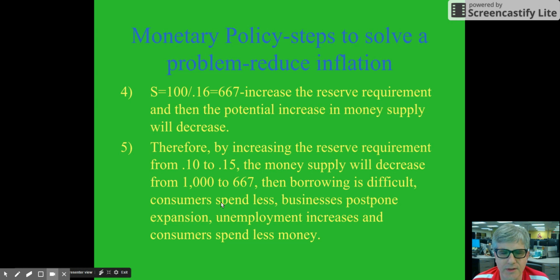Borrowing is difficult. Consumers spend less. Businesses postpone expansion. Unemployment increases, and consumers spend less money.